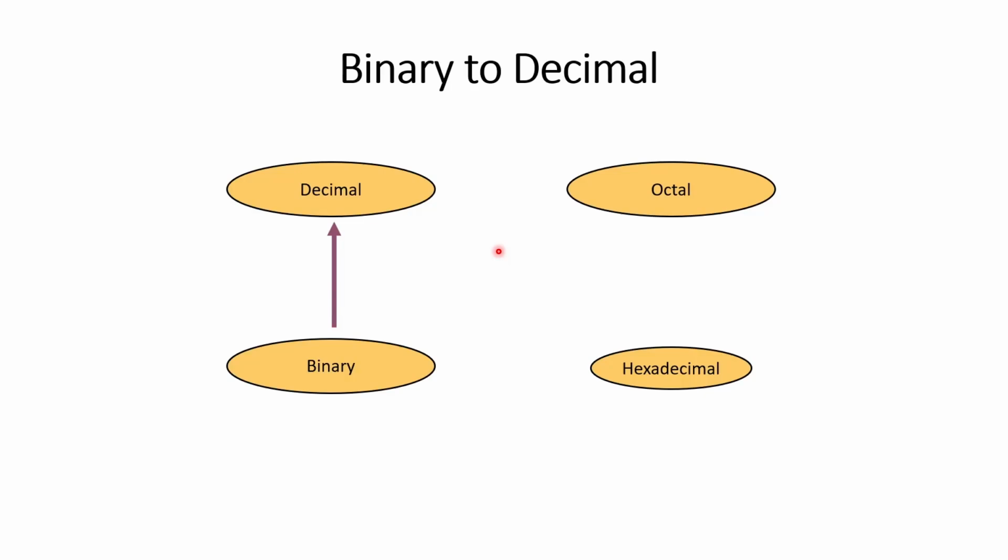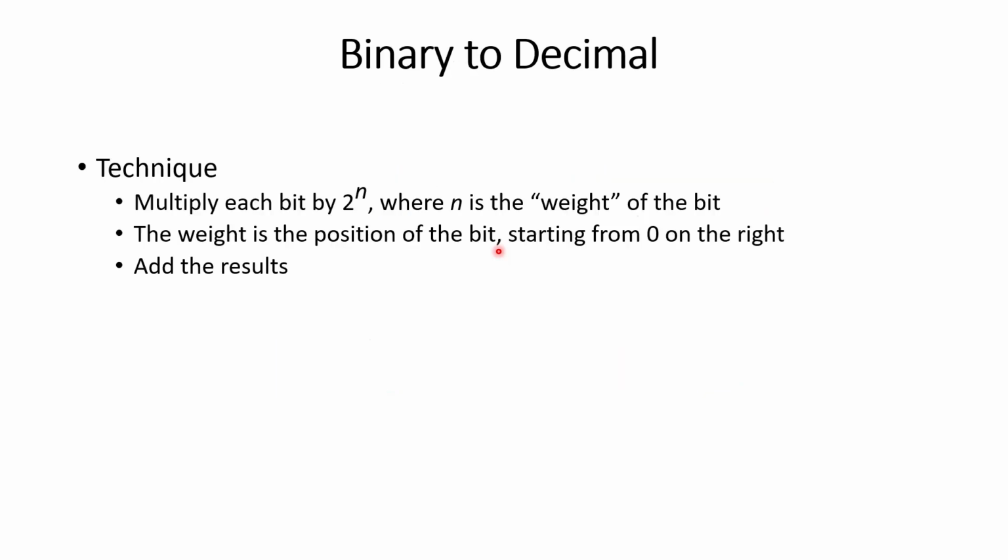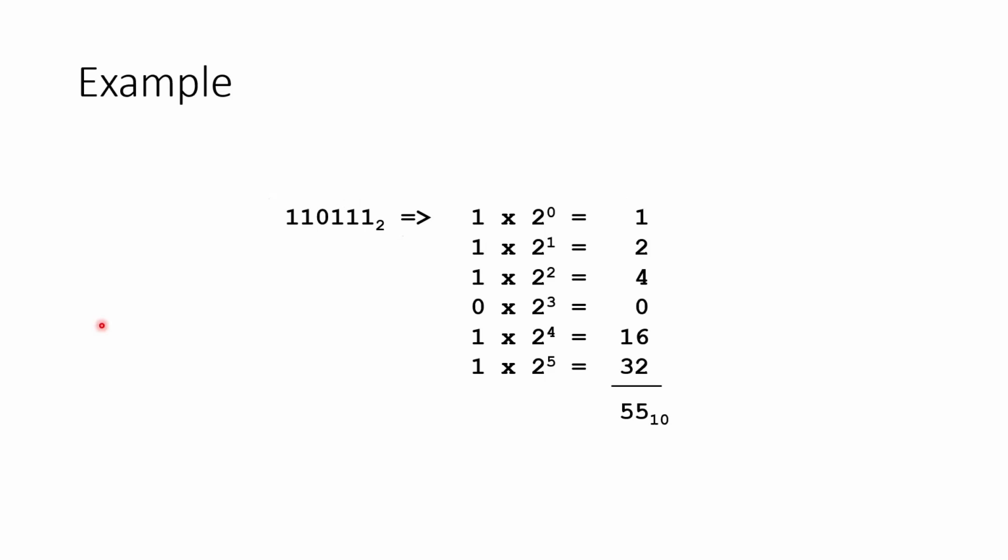Binary to decimal. The technique is to multiply each bit by 2 to the power n, where n is the weight of the bit. The weight is the position of the bit starting from 0 on the right, and add the results. Here, the bit is 0. In every type of number system, the first position is equal to 0.